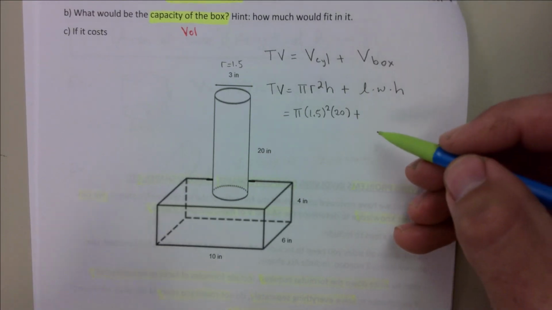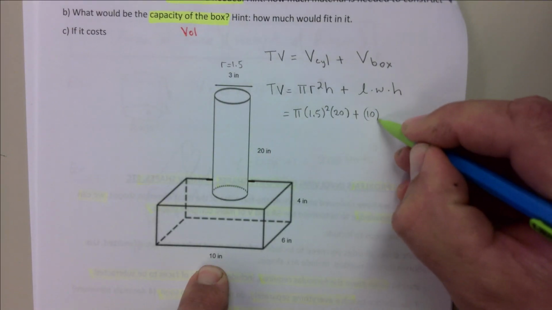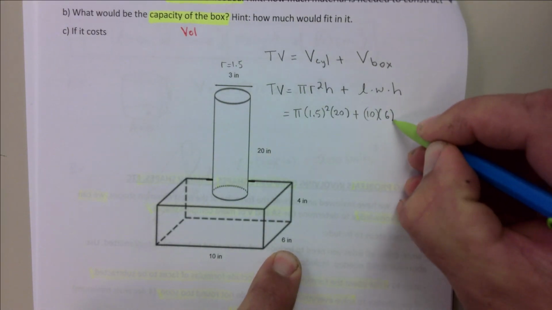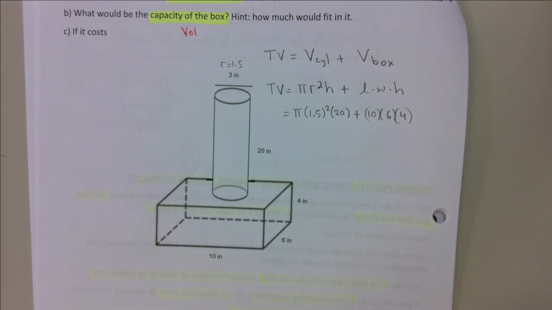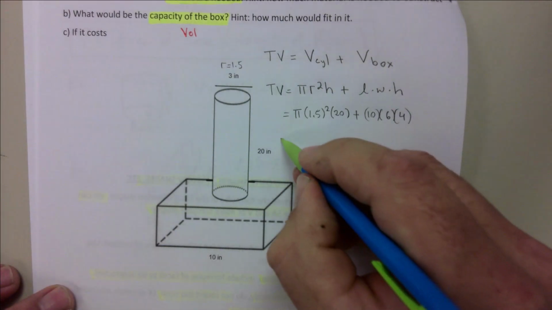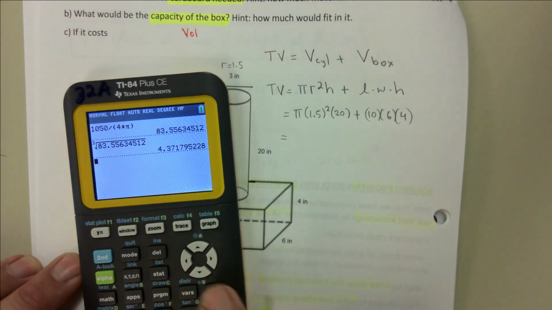Plus, now we're talking about the box here. The box is length times width times height. Okay, and then we just calculate that. So volume is usually pretty straightforward if you know the formula.